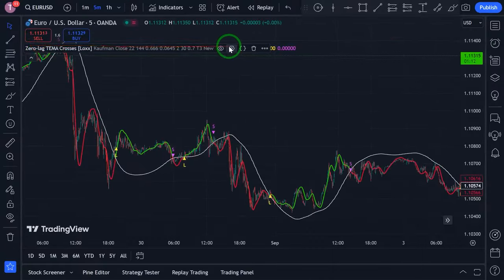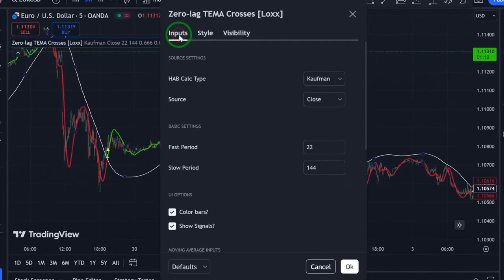Now we need to enter its settings and make some changes. Make sure to apply these changes correctly.